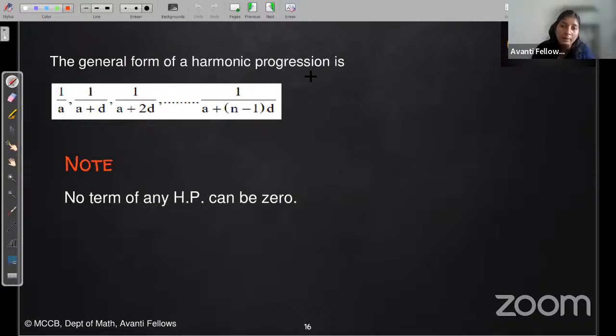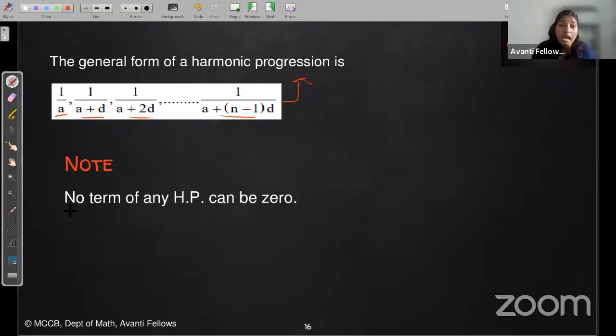The general form of harmonic progression is 1 by a, 1 by a plus d, 1 by a plus 2d, and so on up to 1 by a plus n minus 1 into d. This is natural, as its reciprocal terms are in AP. You can observe the denominator terms are in AP: a, a plus d, a plus 2d, up to a plus n minus 1 d. Those are the general terms of AP, and we are considering the reciprocal of that. Therefore, this will be the general term of harmonic progression.